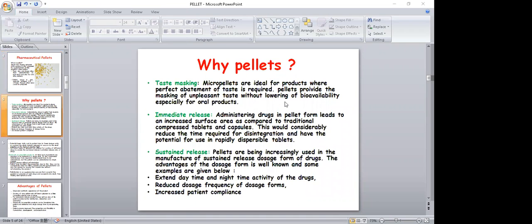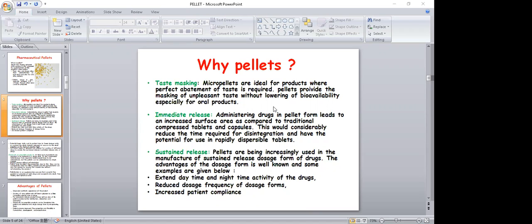Why are we preparing the pellets? The first objective of pellet formation is taste masking. There are some drugs which have an unpleasant or bitter taste. So by forming micro pellets, we are able to mask the unpleasant taste of that drug without lowering its bioavailability, especially in case of oral products.